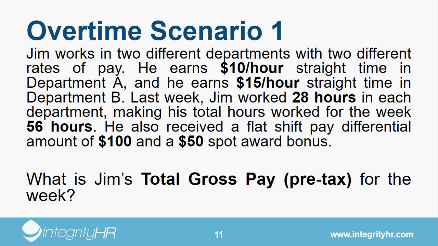Well, and you may need a calculator for this, but I want to tell you a story about Jim. Jim is an incredibly awesome employee, and he is so awesome that he actually has the opportunity to work in 2 different departments. Everybody wants Jim to work for them. So he typically earns $10 an hour straight time in Department A, but when he goes over to Department B, he earns $15 an hour straight time. Last week, Jim worked 28 hours in each department, making his total hours worked for the week 56 hours.